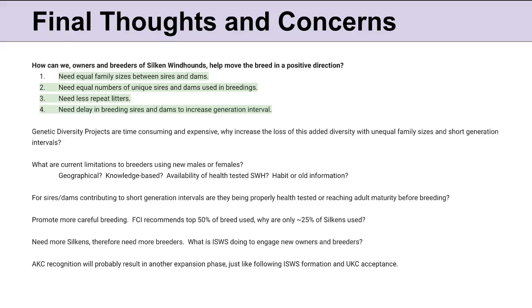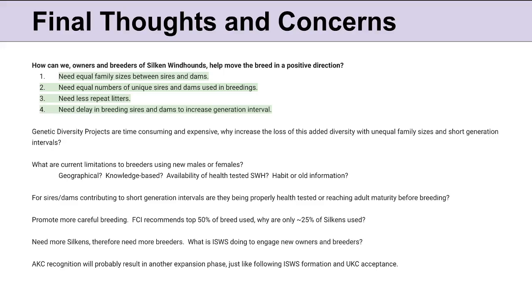And part of this, we have generation diversity projects, and they're time-consuming and expensive. So why would we increase the loss of this added diversity with unequal family sizes and short generation intervals? Like, we have these protocols in place, and we should be taking advantage of this. We already know that if we have longer generation intervals, we'll have more genetic diversity retained from these projects.